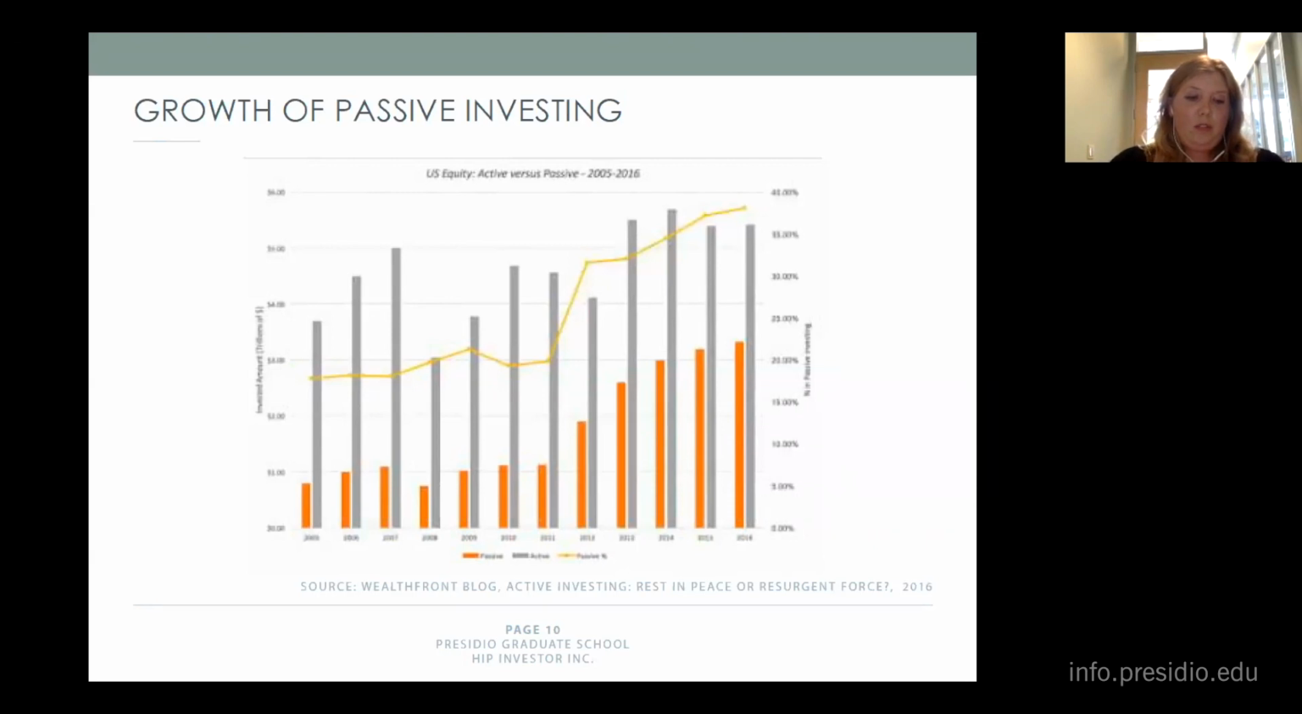And the growth of passive investing can be seen here in this graph, which shows the proportion of US equity market held by passive investors, either in index funds or ETFs, and all active investors from 2005 to 2016. In 2016, passive investing accounted for approximately 40% of all institutional money in the equity market, which you can tell by just quickly glancing at the graph, is more than doubled since 2005.